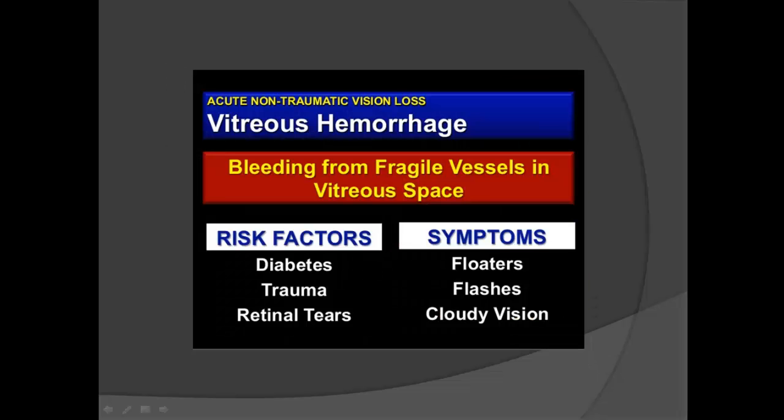Next, I'll talk about vitreous hemorrhage, again from a non-traumatic form of vision loss. Really, this is bleeding from vessels in the vitreous space. Risk factors include diabetes, trauma, and retinal tears. When the retina tears, there are many microvessels that can bleed and cause this vitreous hemorrhage. Symptoms include floaters, flashes of light, cloudy vision, and blurry vision. Patients typically present with the unilateral eye, but it can sure present as bilateral. Most often, though, you will see unilateral symptoms in patients presenting this way.